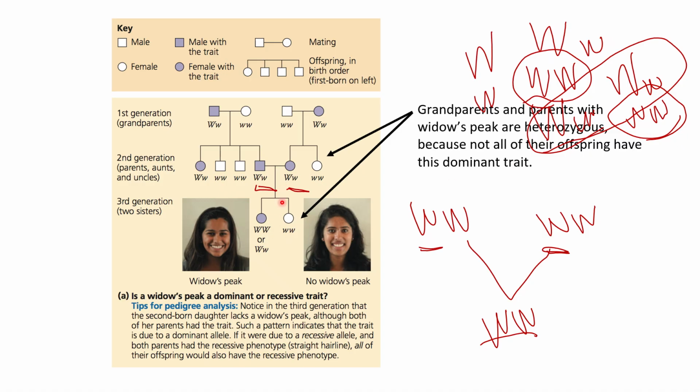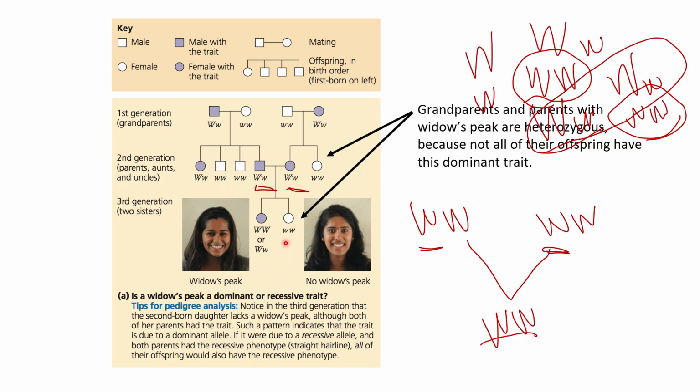Right? So when we look at these individuals, right? Grandpa from dad's side, grandma from mom's side, dad and mom, they all have to be heterozygous because not all their offspring have the dominant trait. So we do have those probabilities factoring in, right? Where we might have some that are recessive and we might have some that are either homozygous dominant or heterozygous.